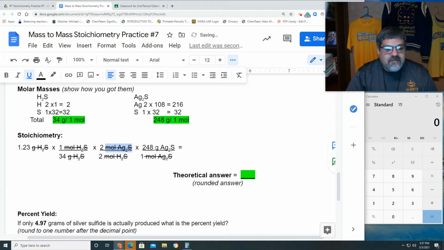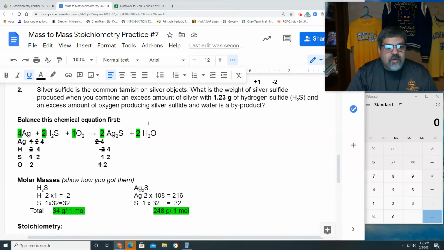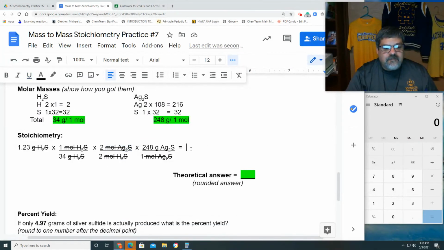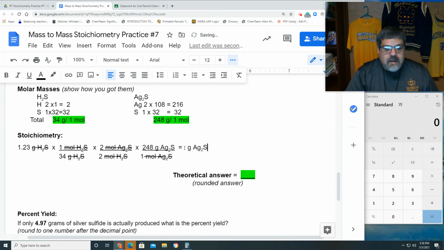Okay, so now look at, I have left grams of silver sulfide, and if I look up here in the question, it's asking for what is the weight of silver sulfide, so that's good for us to know. So we're going to put grams of silver sulfide, okay, and all we have to do is get out the calculator. So let's go to the calculator.